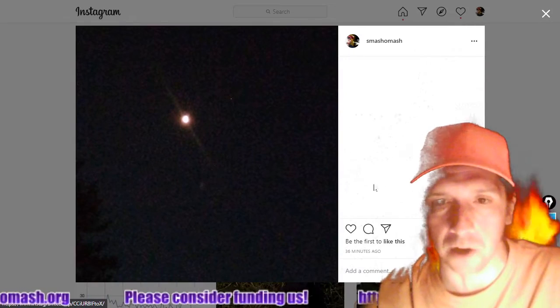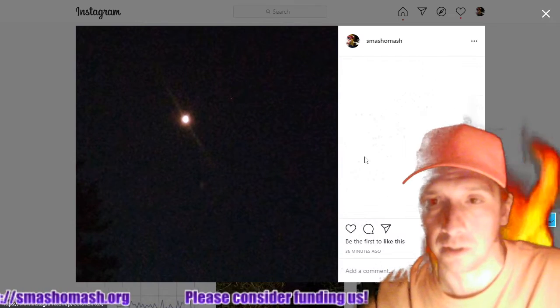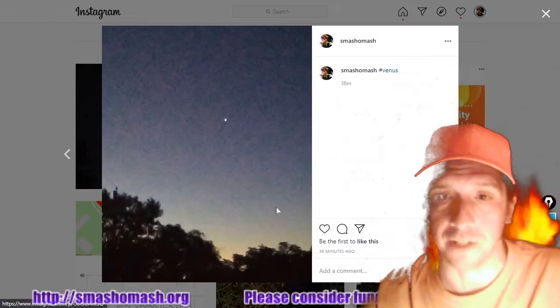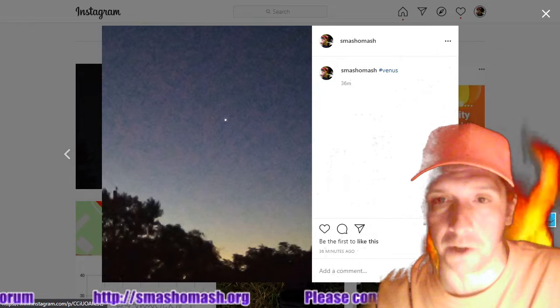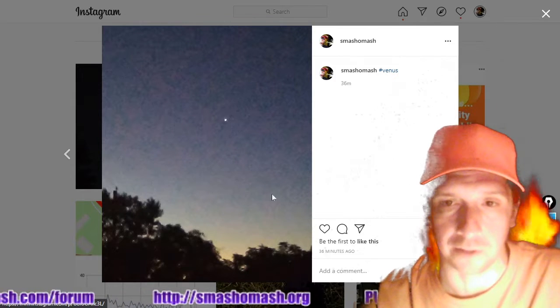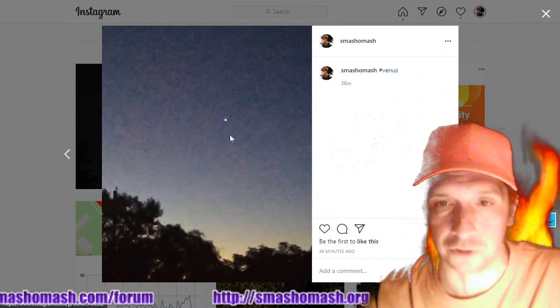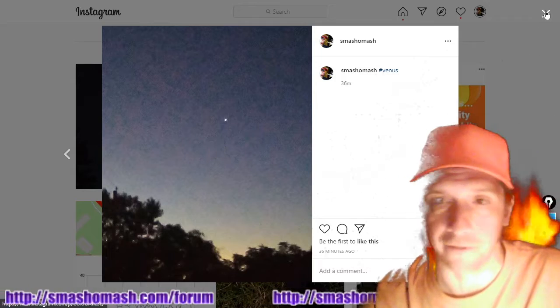Here's the Moon and Mars, a great image of the Moon and Mars. And then we've got one of Venus and Aldebaran. I believe that's Aldebaran there. I'm not sure if it's showing up or not. Maybe I'll Photoshop that later.